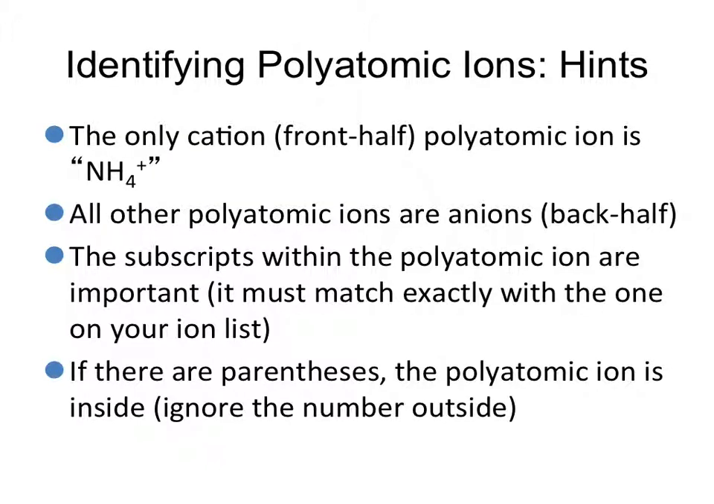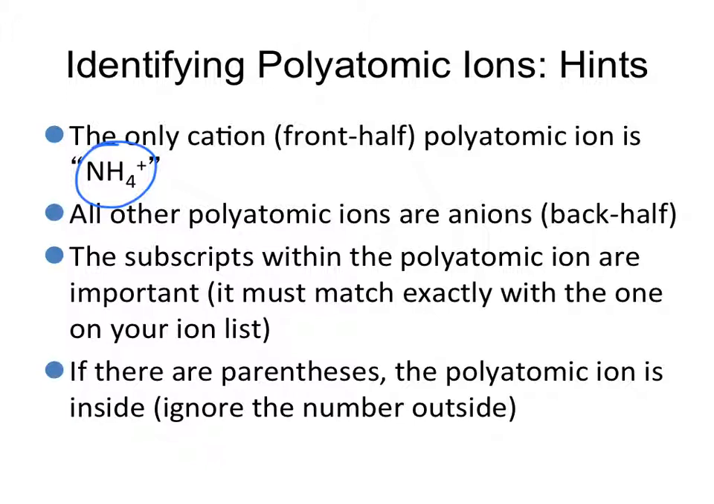So there are some hints to identifying polyatomic ions. The ammonium ion is the only positive polyatomic ion, and it will sit in the front half, so that's an easy way to recognize it. All other polyatomic ions will be in the back half of the compound.